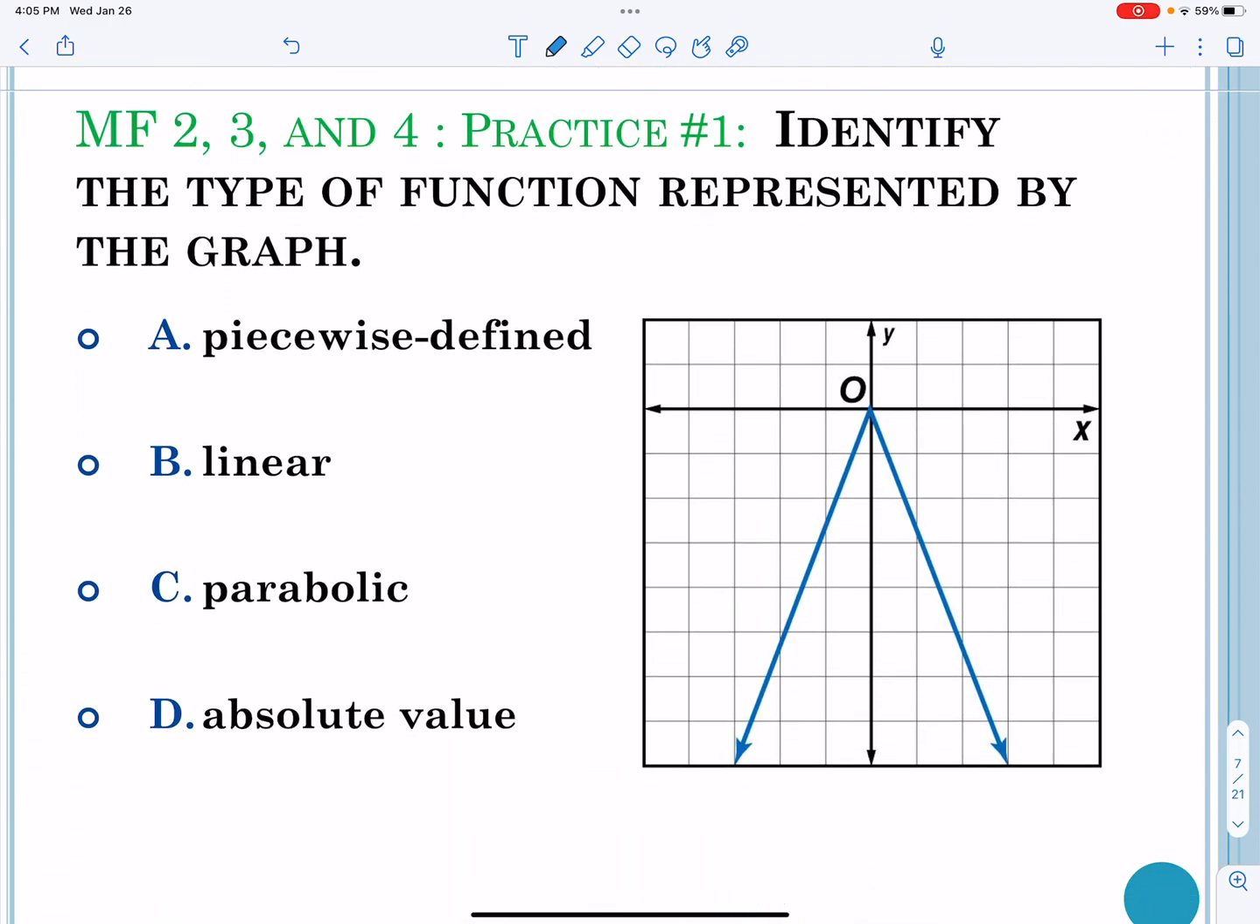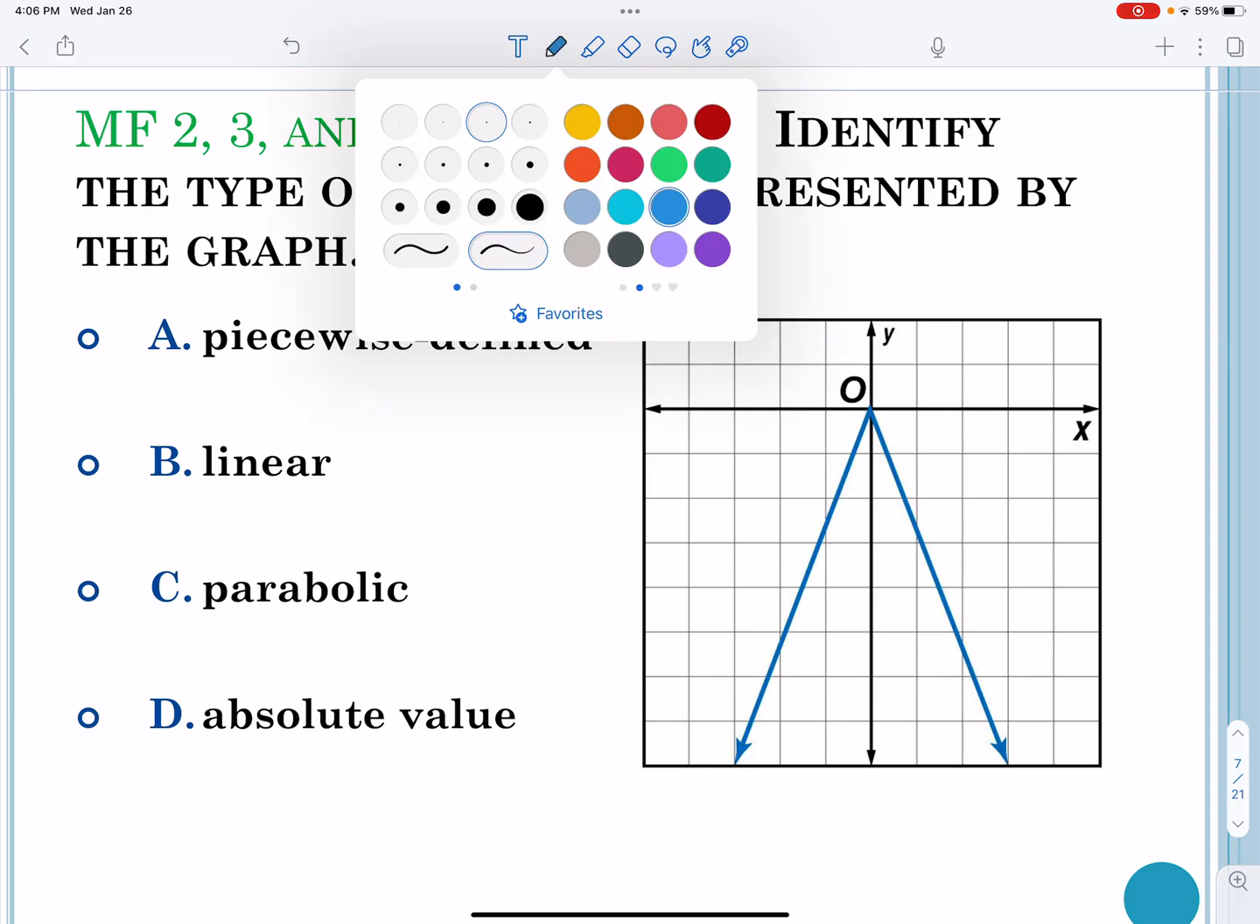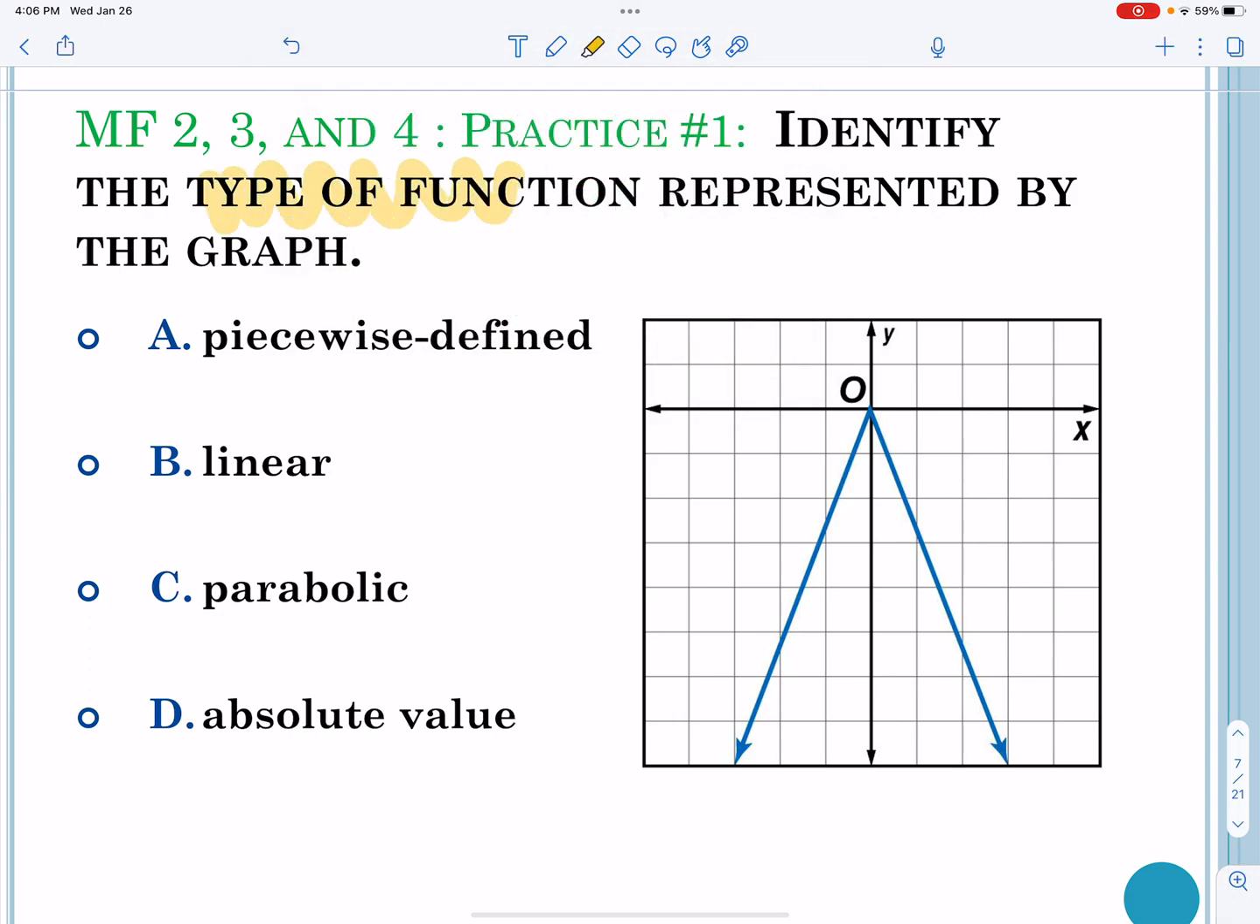You notice it's green, and that's just because they're practice, and I didn't really write them down, but I don't think it should be too bad. You're going to have some tonight that just want you to identify the type of function. That's all it wants you to do. It's not going to be multiple choice. It's just going to be a picture like this.